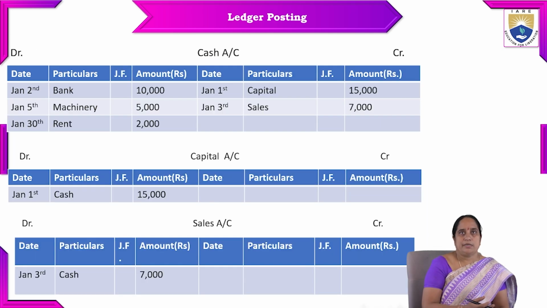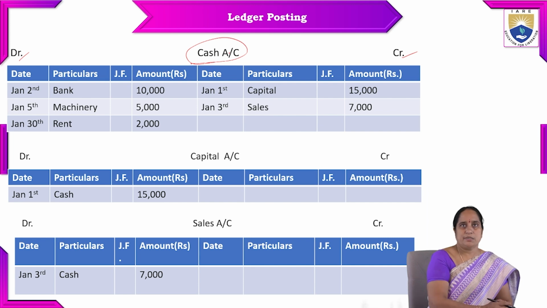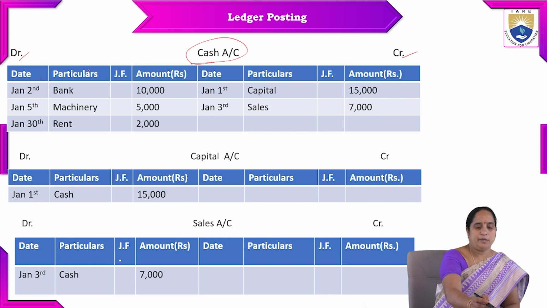Then based on the journal entries, now we have to post the transactions into ledger in individual accounts. According to the journal, the first account is cash account. So this is the proforma of ledger. Here we are going to mention debit and credit, and this is the name of the account, cash account, cash ledger, which consists of date, particulars, journal folio, amount, date, particulars, journal folio, amount in rupees.